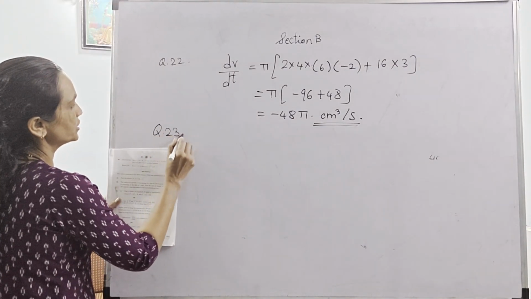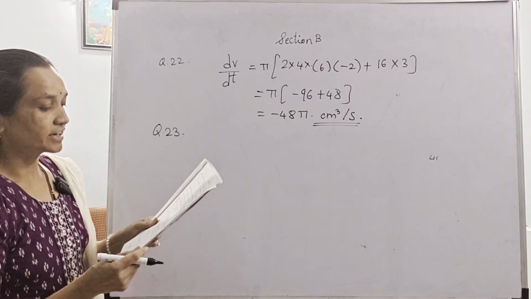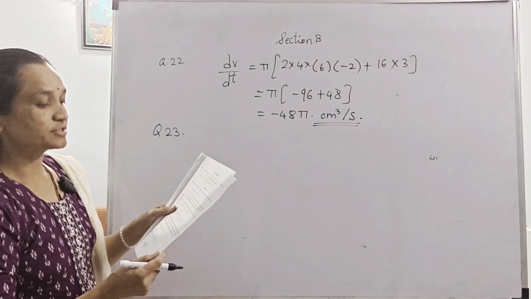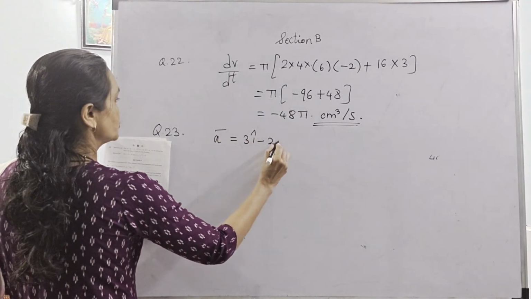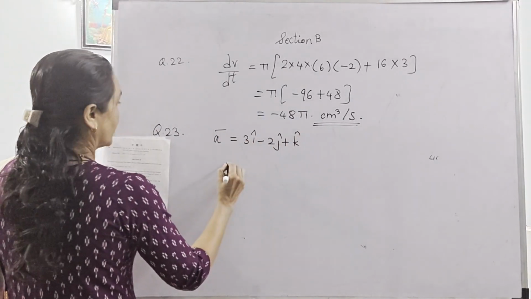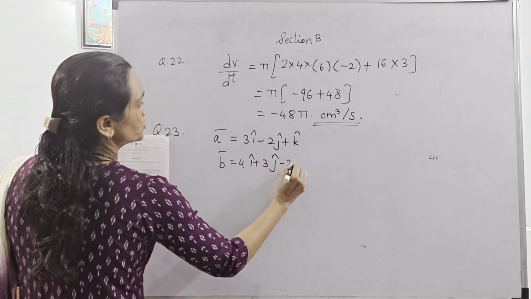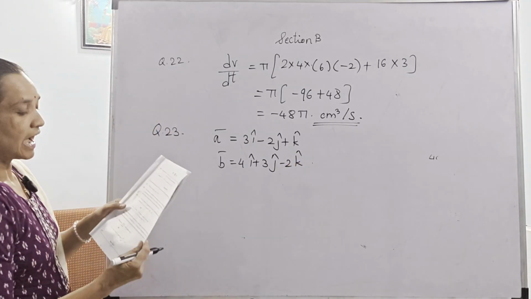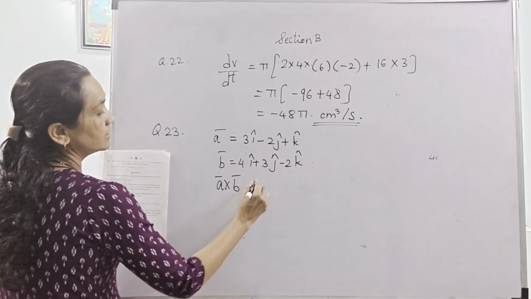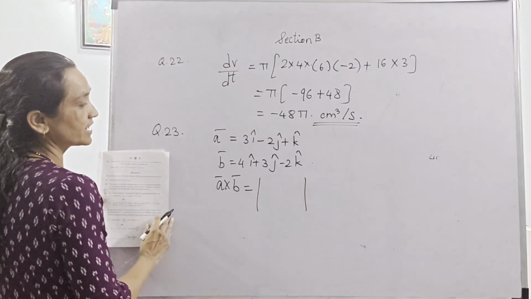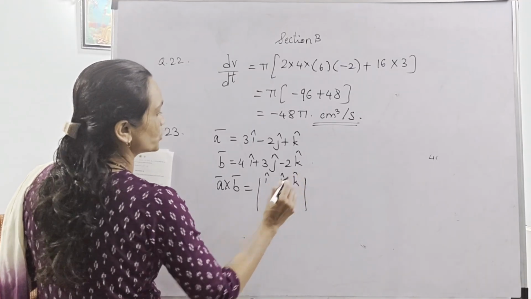Now the next question, number 23. It is from vectors. Find a vector of magnitude 5 which is perpendicular to both the vectors a bar, 3i minus 2j plus k cap, and b bar, 4i plus 3j minus 2k. Now this question is straightforward. I need to first find a bar cross b bar, and then the magnitude of a bar cross b bar, and then I will multiply by 5. This is a straightforward question from vectors. It is asked for 2 marks.